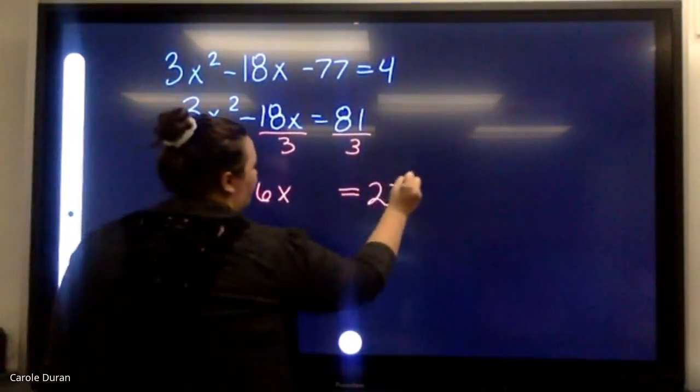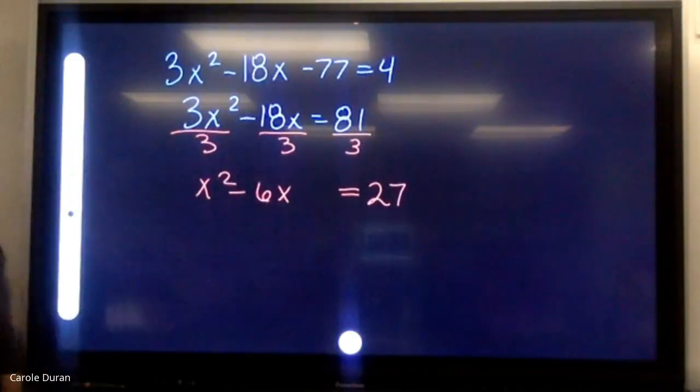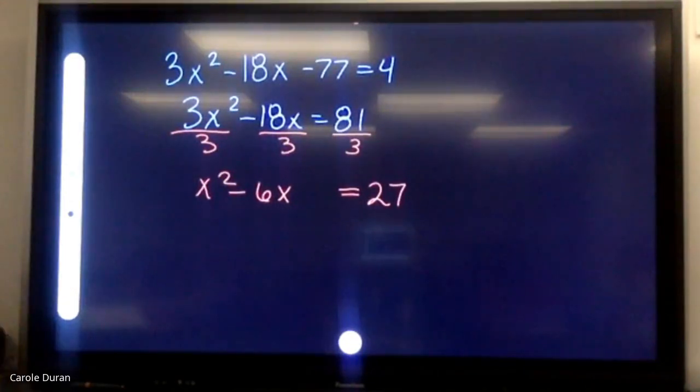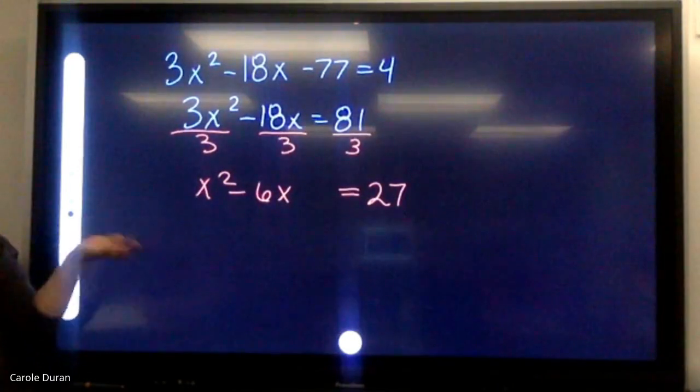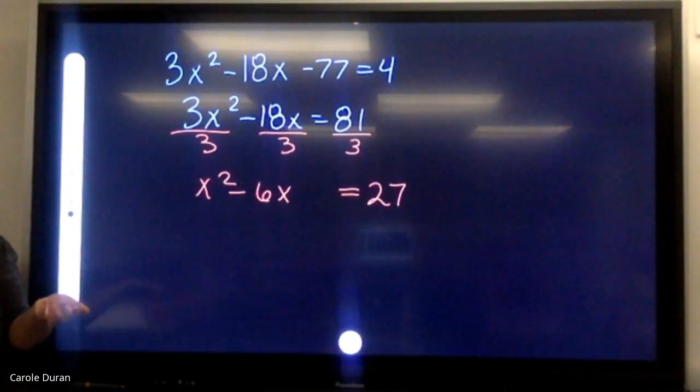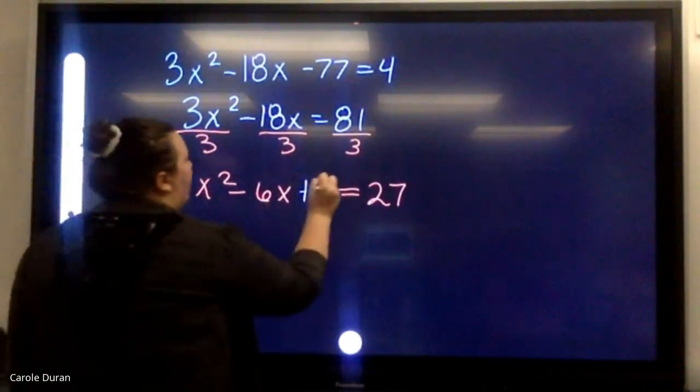Wait, I divided by 2, how to do that? You have to. I mean, there's a way around it, but this is the easiest one. So now I have 2 terms on the left with a space for a third, and I have nothing in front of my x squared, so I can complete the square. How do I find the c term?